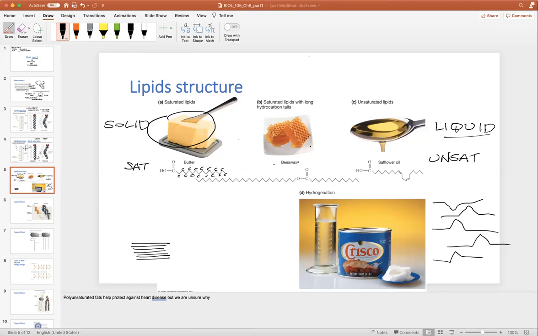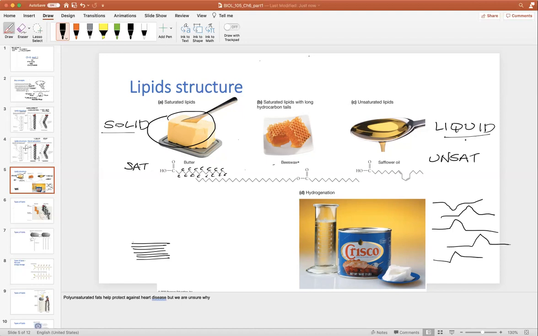And here we have a liquid, right? So one of the things that we're going to see as we move on to talk about cell membranes is the number of saturated lipids versus unsaturated lipids is going to contribute to how liquid our cell membranes are, or another way of saying that is the fluidity of cell membranes, okay?